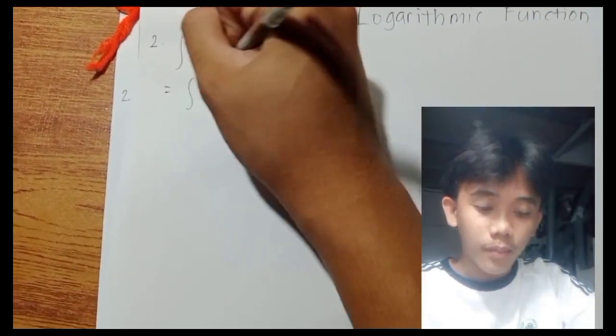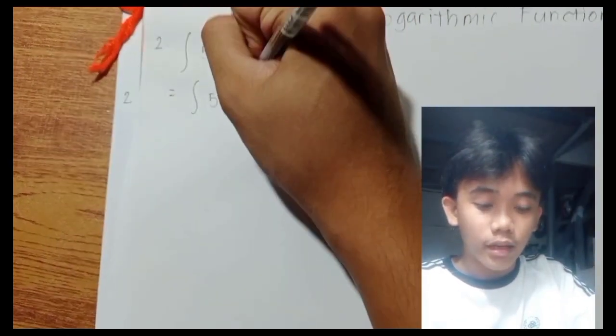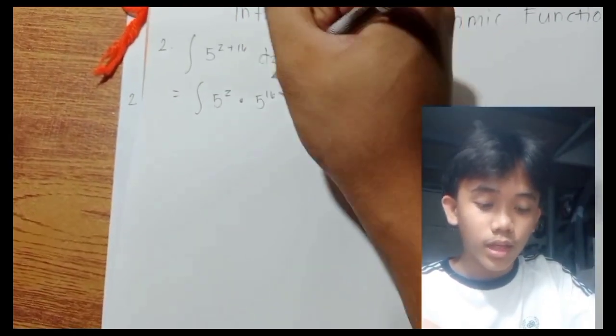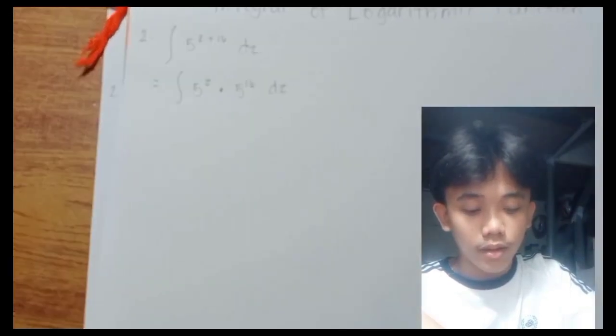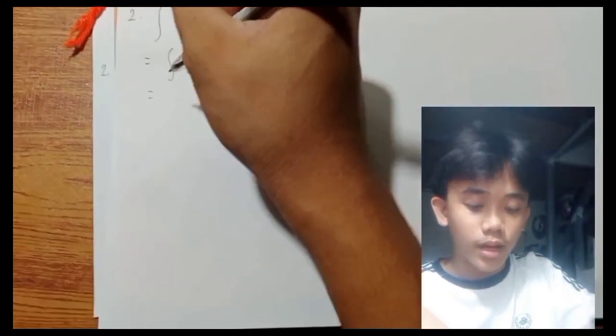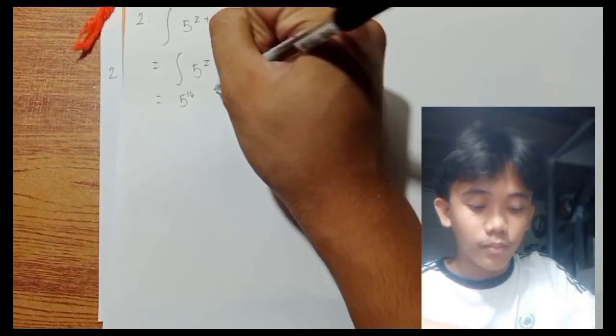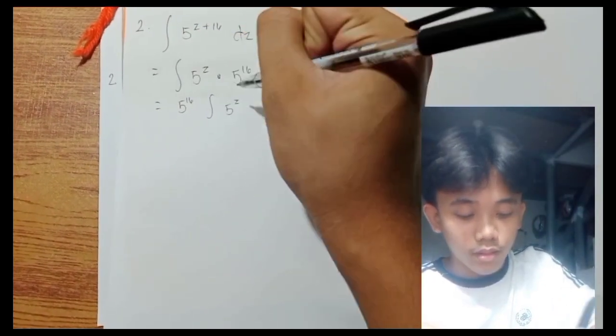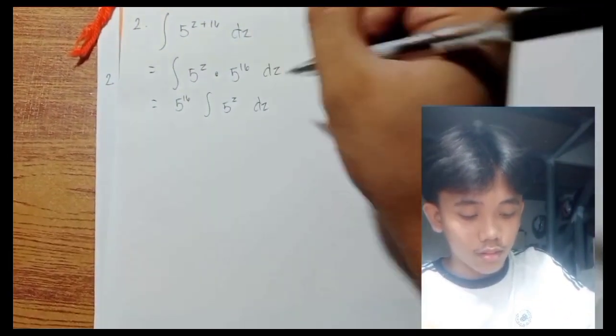So the next problem is the integral of 5 raised to z plus 16. The problem here is that the constant has an exponent that is a variable and a constant. So what we will do here is rewrite it as the integral of 5 raised to z times 5 raised to 16. We factor it, and then we take out the constant, which is 5 raised to 16.